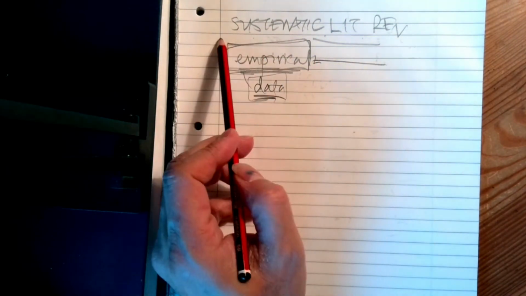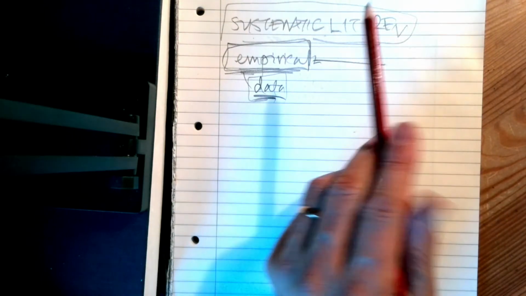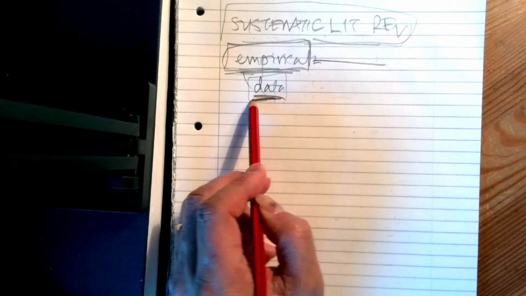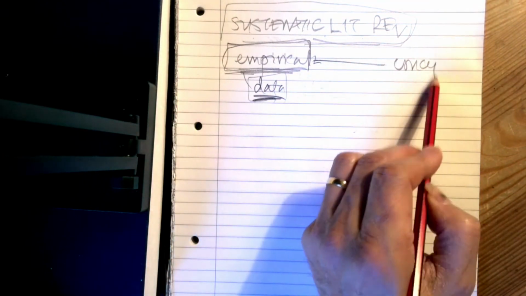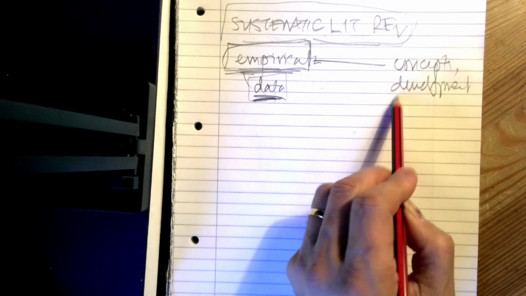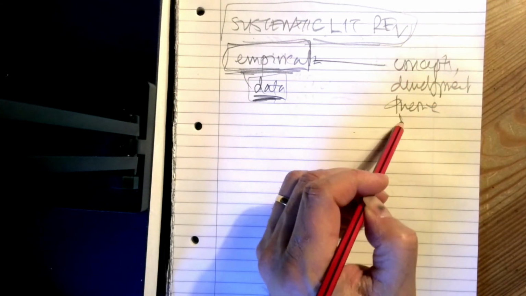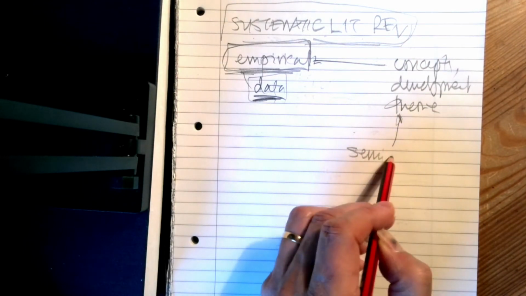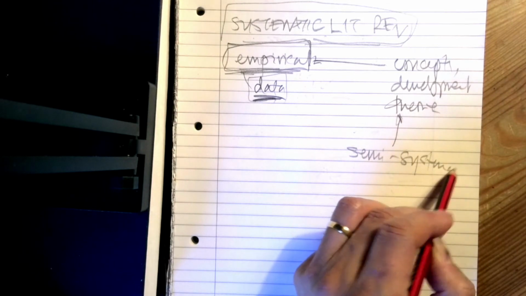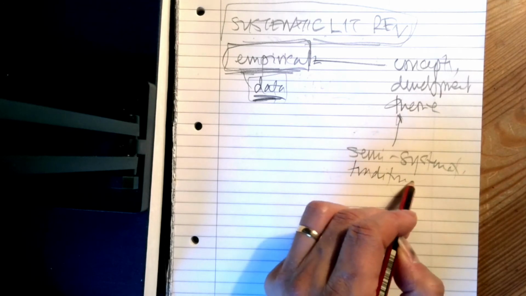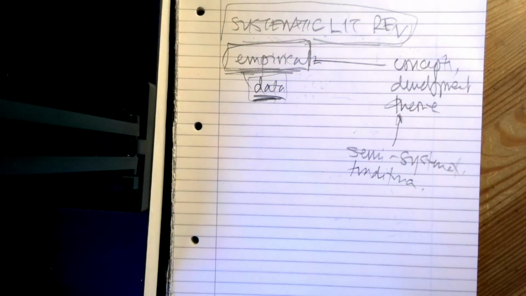But systematic literature review only has limited application if you're asked to discuss a research topic where it's not just about data, it's also about concepts, developments, and theories. And when you're dealing with this, this is why you need what we call a semi-systematic or a traditional literature review. It's broader, it gives you more flexibility, and allows you to bring in various different other elements. Okay, so let's move on.